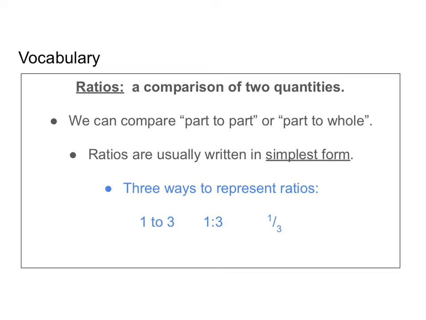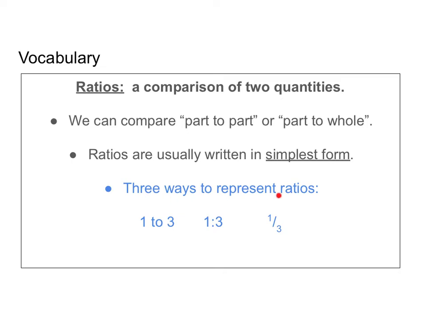Okay, here's our vocabulary. Please write this down in your notebook. Ratios, this is an important vocabulary word that we're going to be working on today. It's a comparison of two quantities. So we can compare part to part or part to whole. They're also usually written in simplest form.